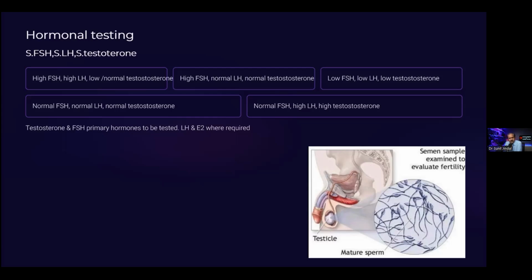In a few patients, if they are obese, get an E2 done. And in case they have a history where they say they also have a sexual problem, get a prolactin done. And one test which is very useful and very cheap is a TSH. Get that done as well.